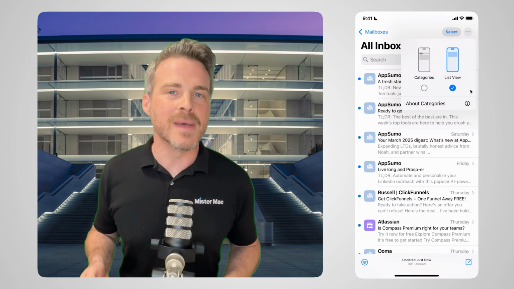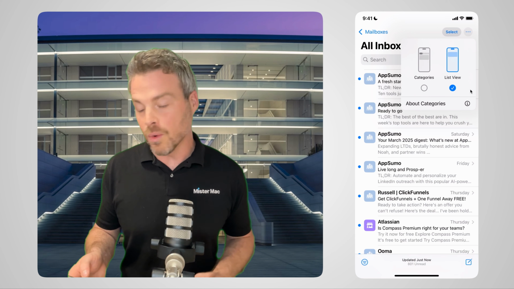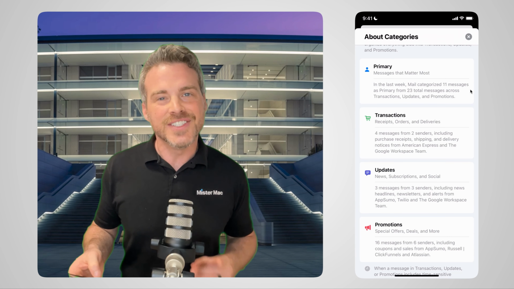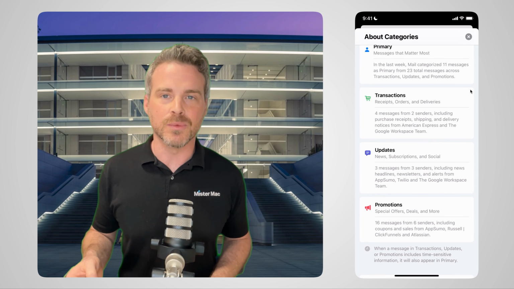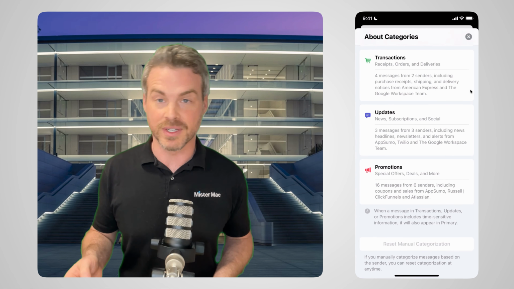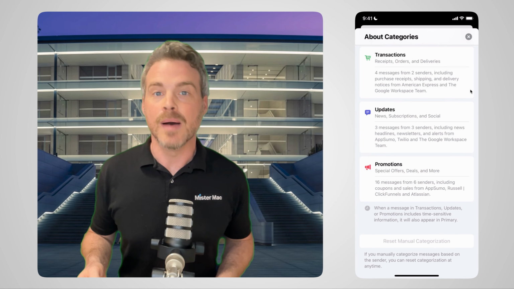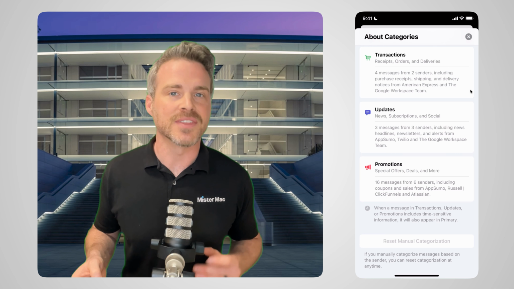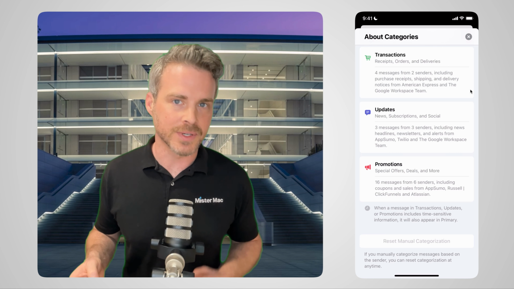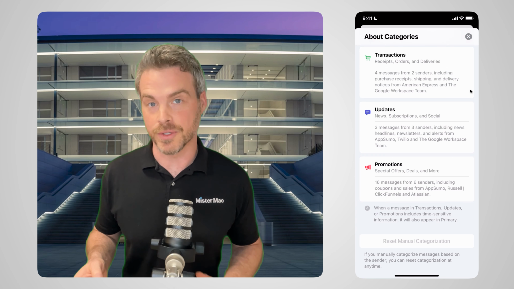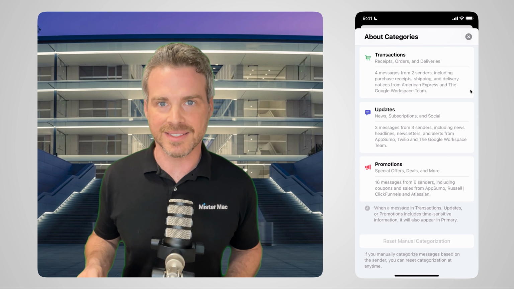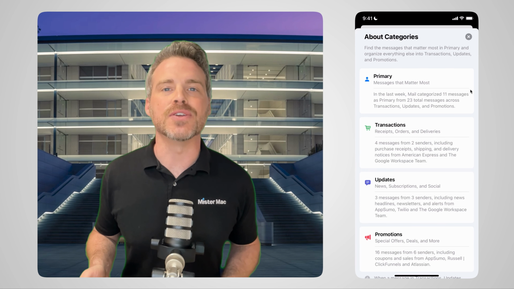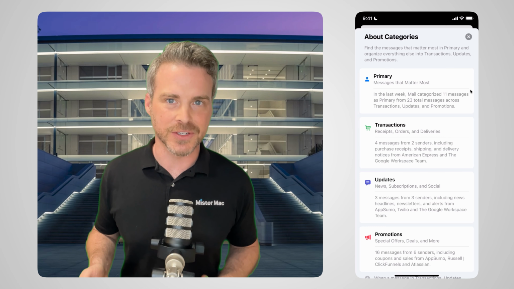But before you abandon this menu completely, take one look at About categories. Did you know there's a hidden feature here? Not only will it give you a description of what primary, transactions, updates and promotions are all about, but it's also going to tell you what is inside of each one of these categories and give you information about the total number of emails from the total number of new senders, to include short descriptions of the highlights of each mailbox. So is that feature enough to make you consider potentially giving mail categories another shot?